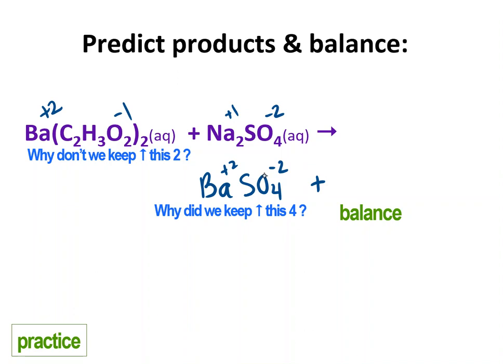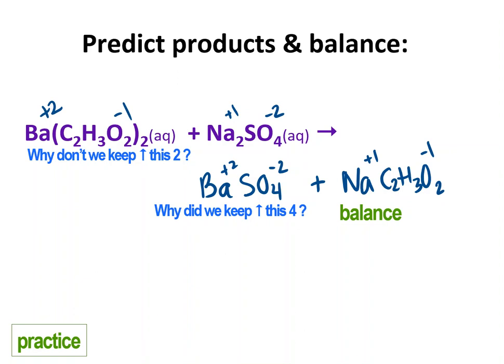And my other product is going to be sodium. Positive part is always first. And it's going to go with acetate, which has a -1 charge. So again, this is already neutral. I don't need to change the subscripts here. Okay, let's talk about those subscripts and which ones I changed and why.